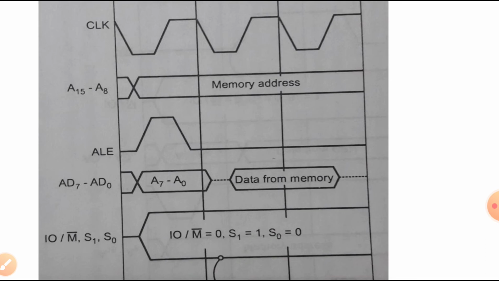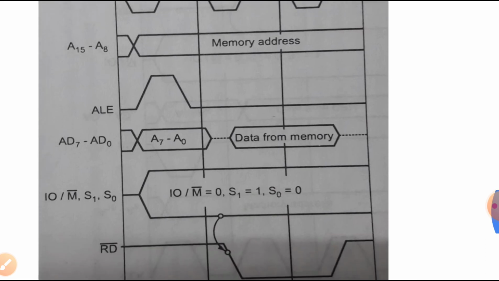The ALE signal is activated. It is also enabled up to T1, as well as the input output memory and the status signals are being activated. Now the input output memory, S1 and S0, this group of signals is activated through the machine cycle itself, but AD7 to AD0 and the ALE signal are activated only for the first T state.